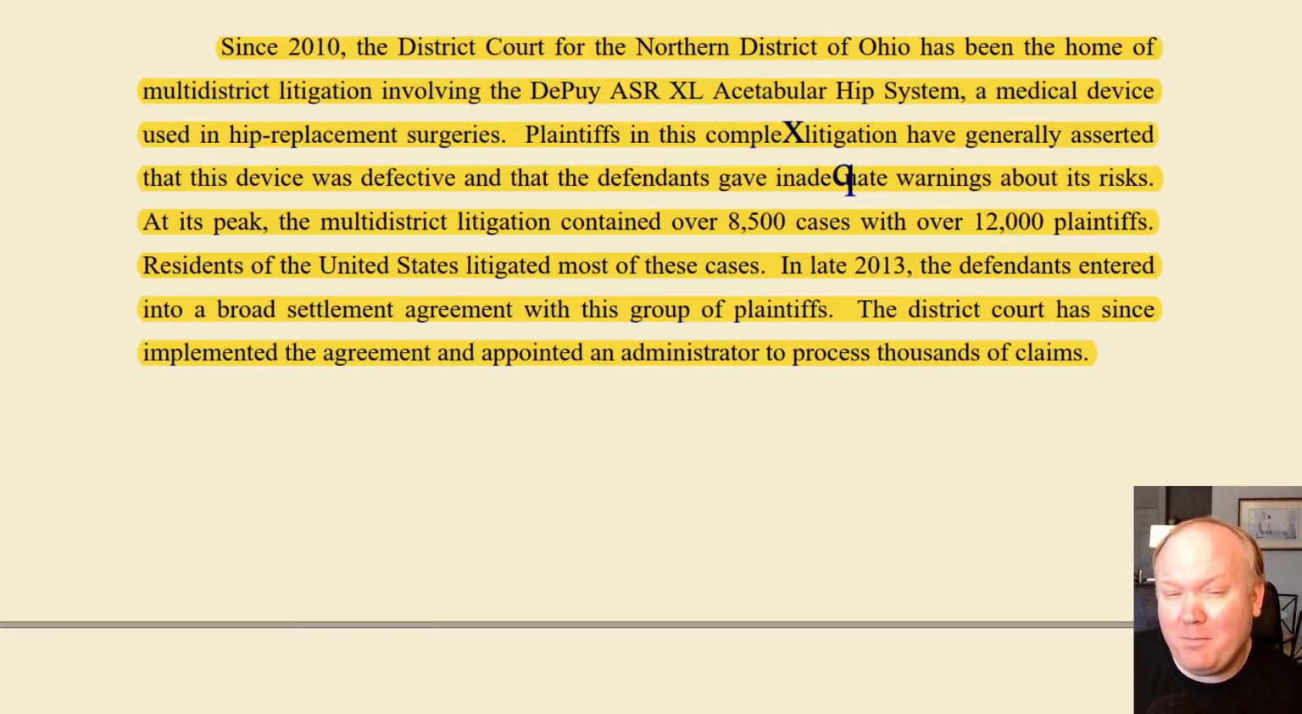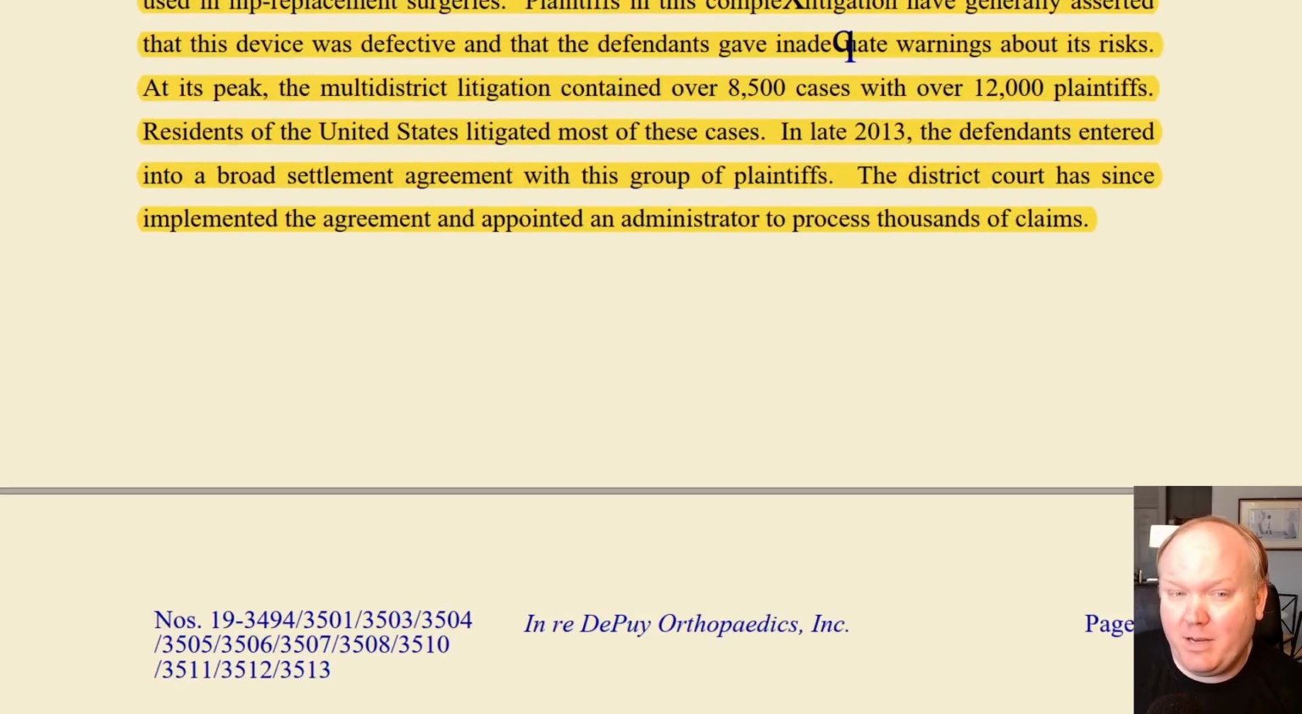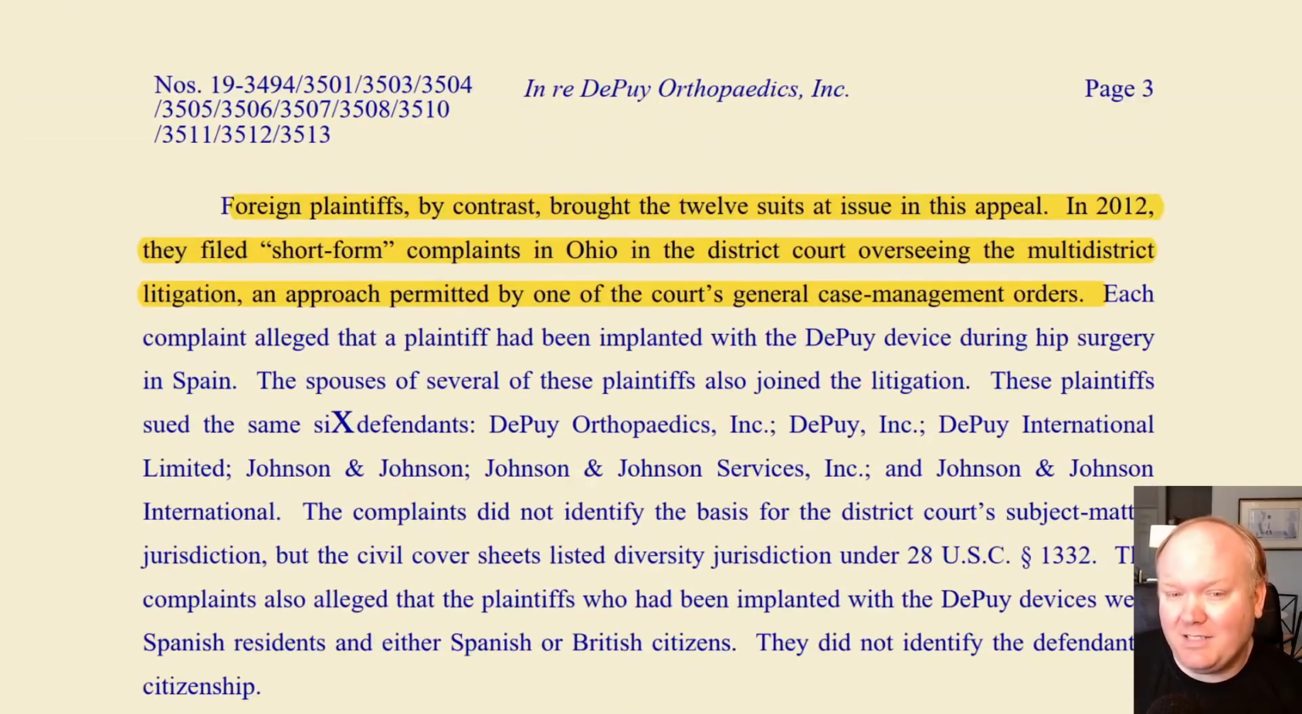"Residents of the United States litigated most of these cases. In late 2013, the defense entered into a broad settlement with this group of plaintiffs. The district court has since implemented the agreement and appointed an administrator to process these thousands of claims."